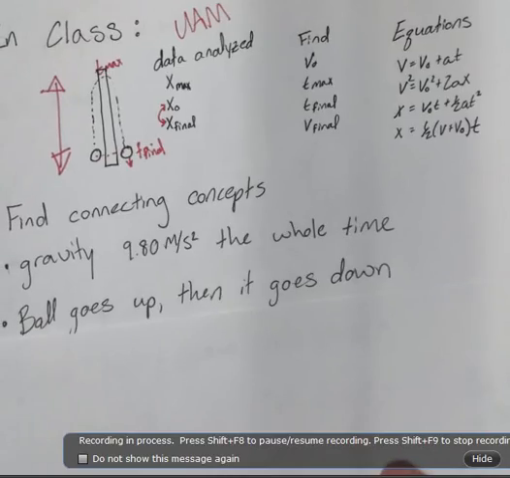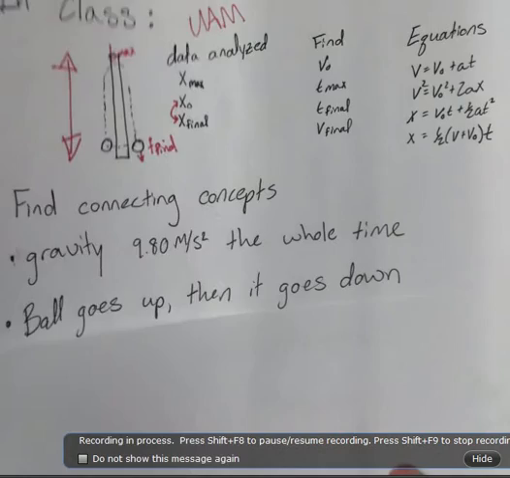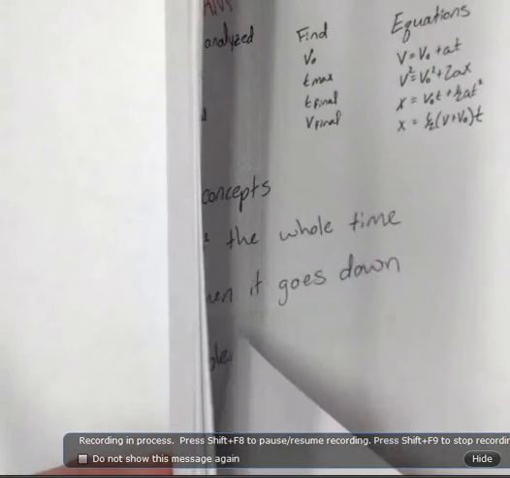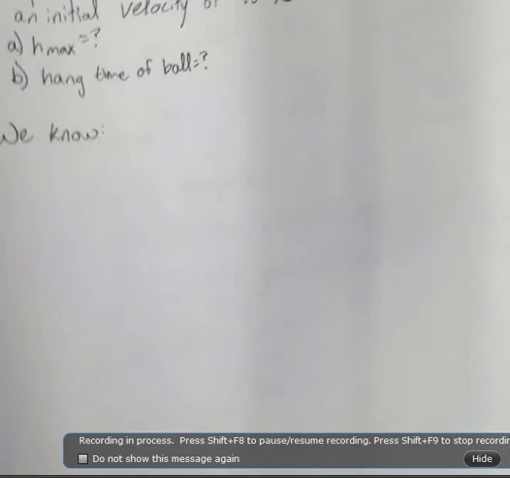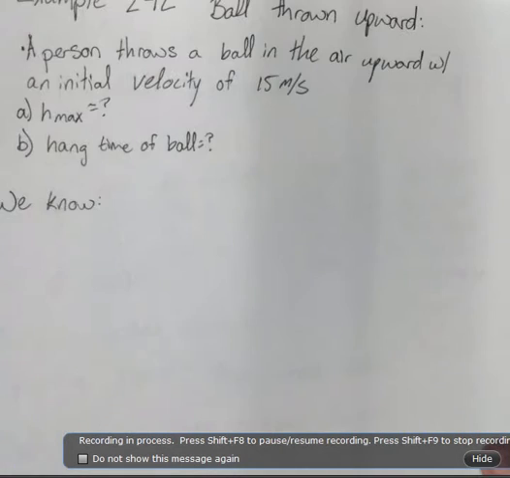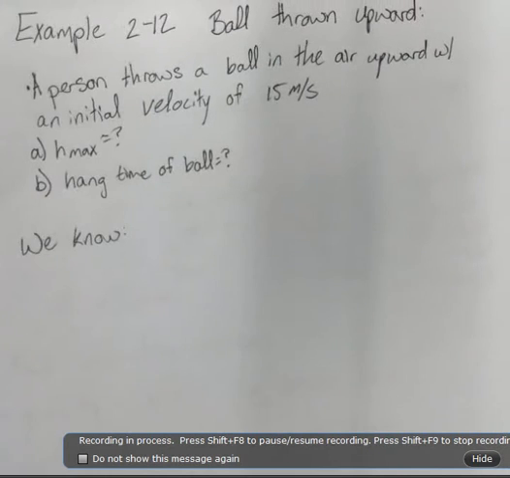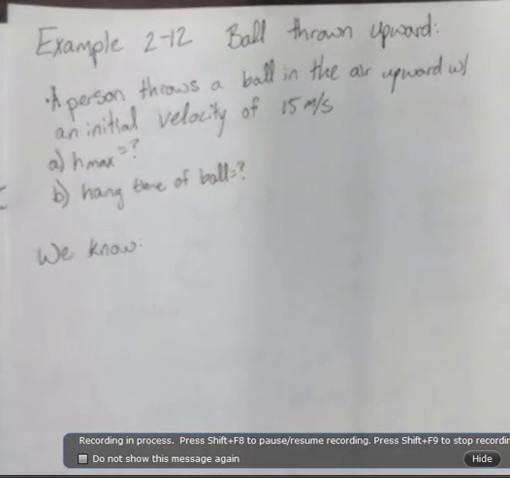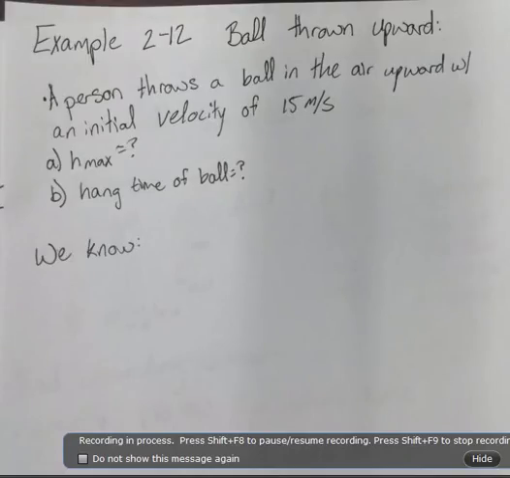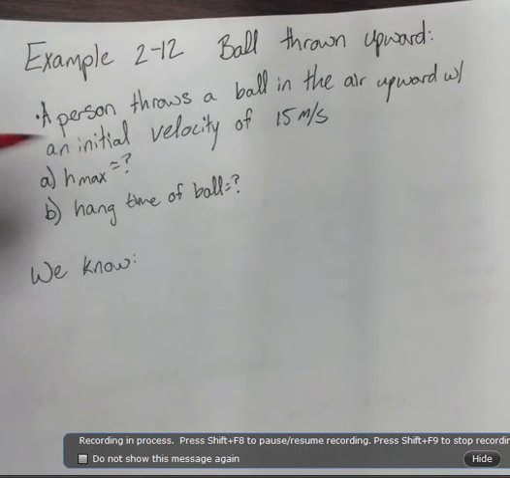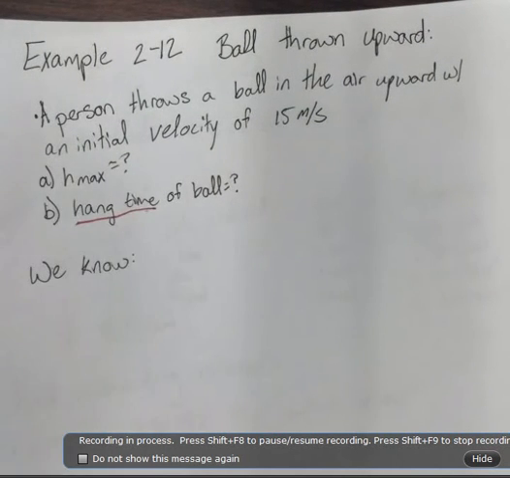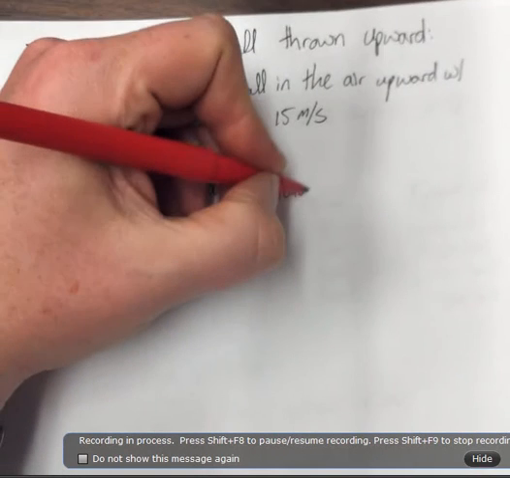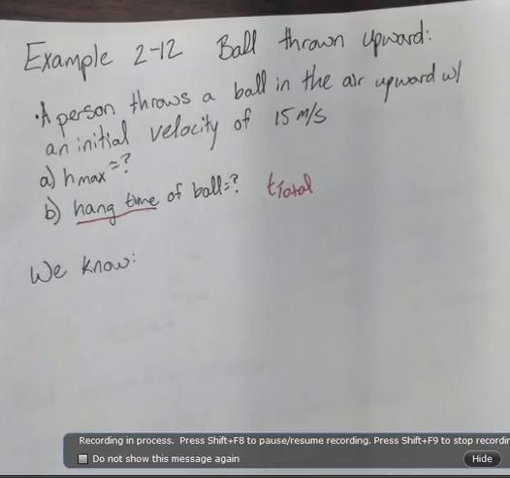But before we break it down any further to solve the problems, we're going to jump in and take a look at example 2-12, the ball thrown upward. In example 2-12, you're going to notice that it's strikingly similar to the problem that we're working on in class. A person throws a ball in the air with an upward initial velocity of 15 meters per second. We want to know its maximum height and the total hang time of the ball. And remember, I just pointed out this vocabulary, hang time, is the total time that the ball is in the air.